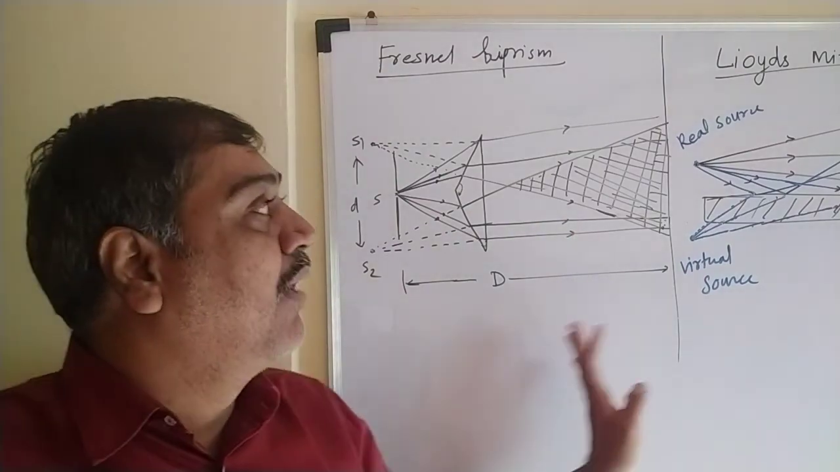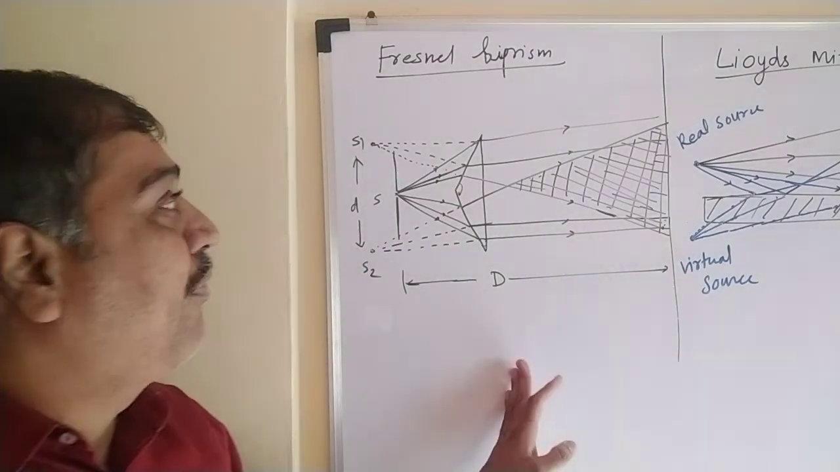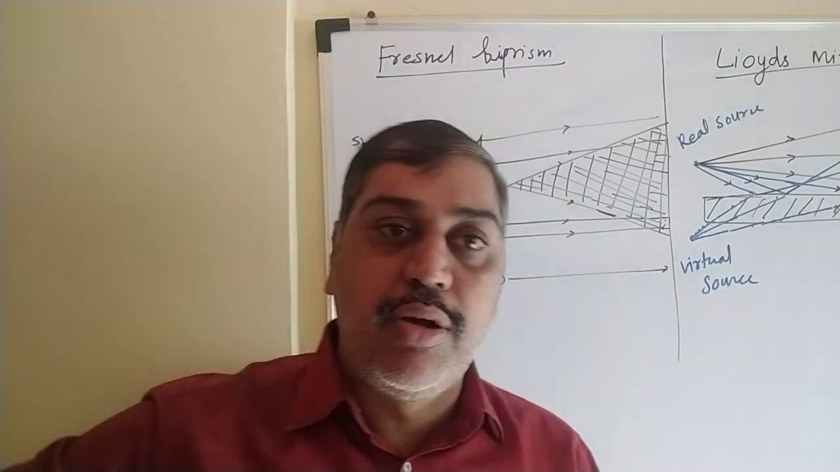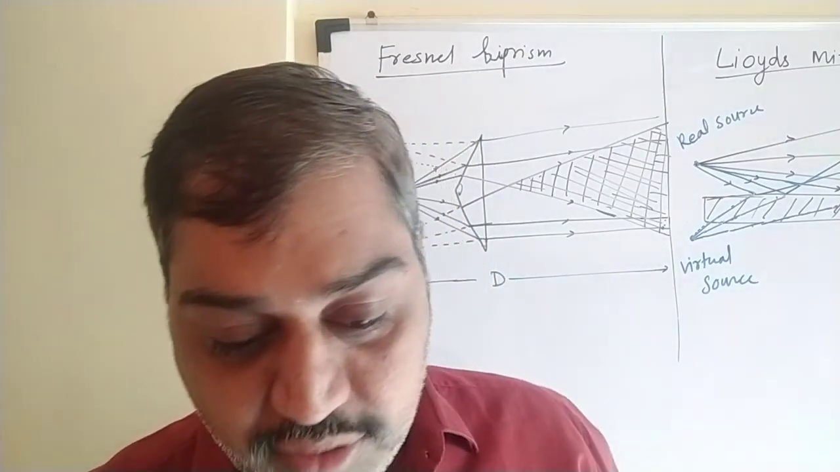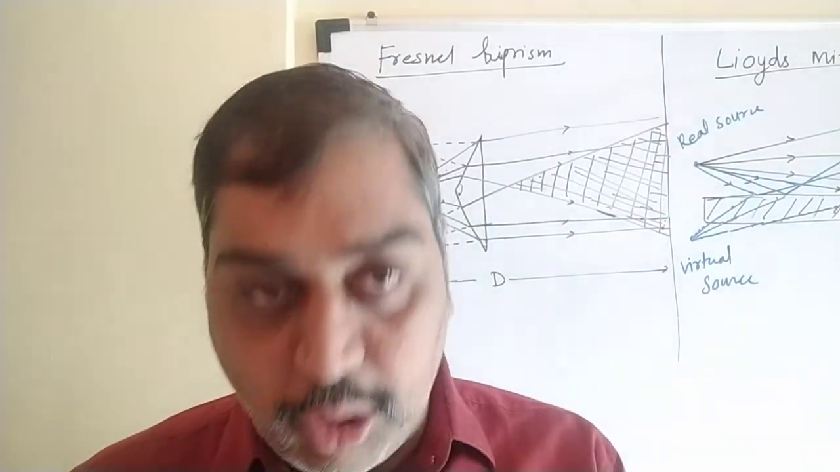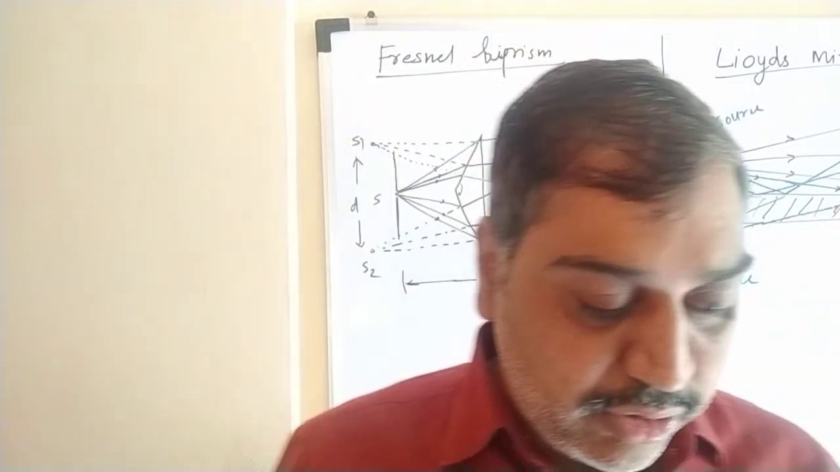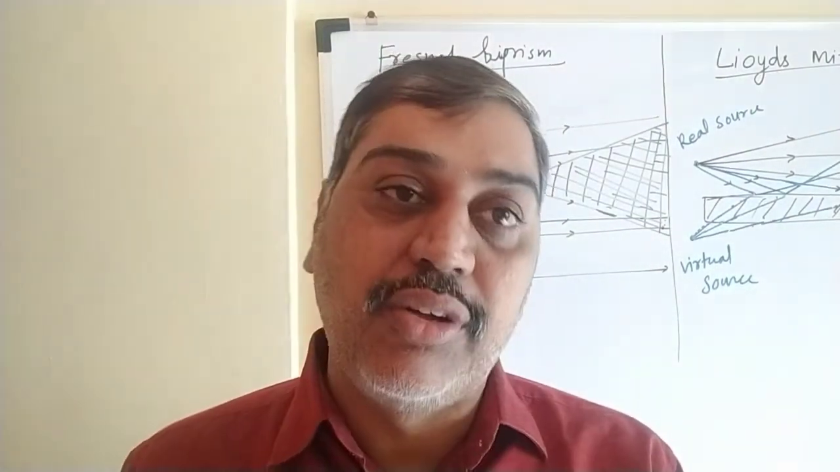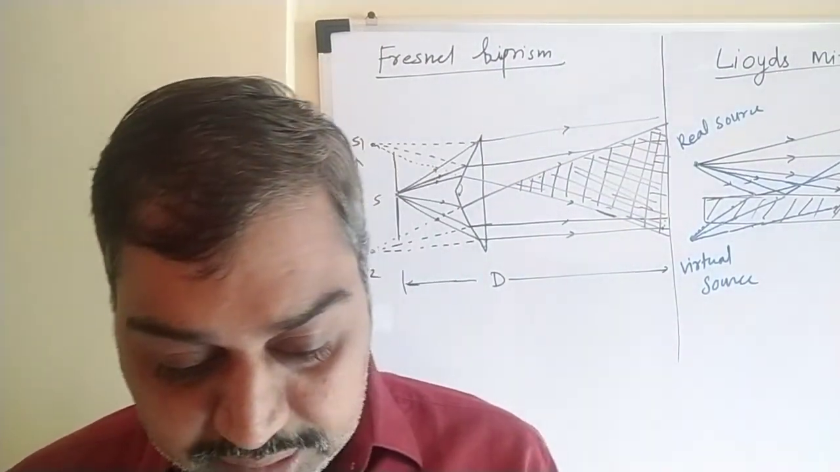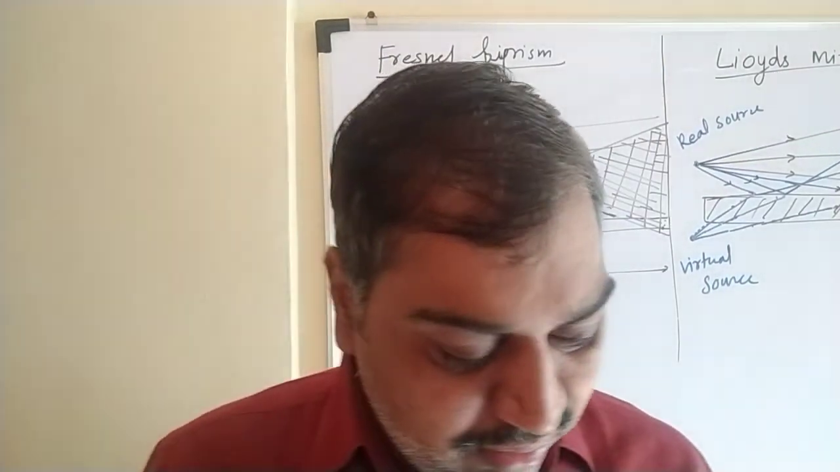So in this fashion, either by Lloyd's mirror or by Fresnel biprism, we can obtain two coherent sources of light. Now the next point is optical path. I think it is better to stop it now. In the next period we will start with optical path, and then we will start with the diffraction of light.